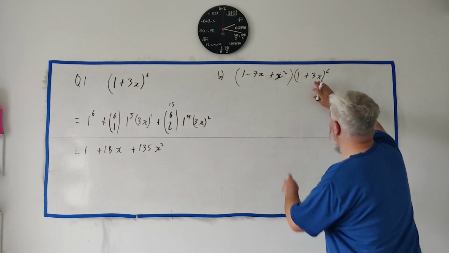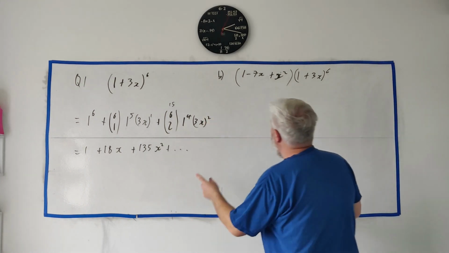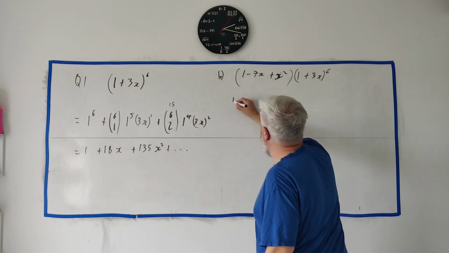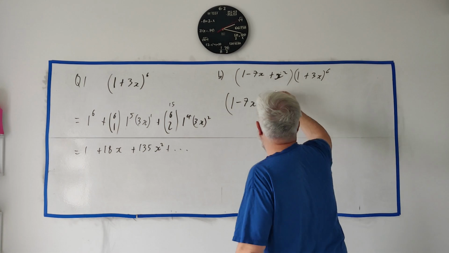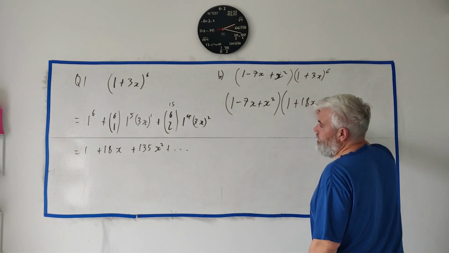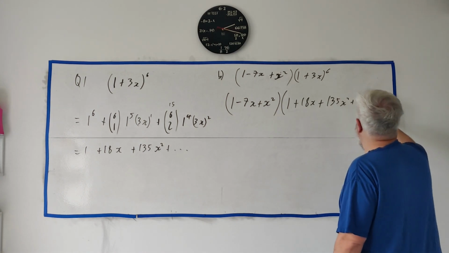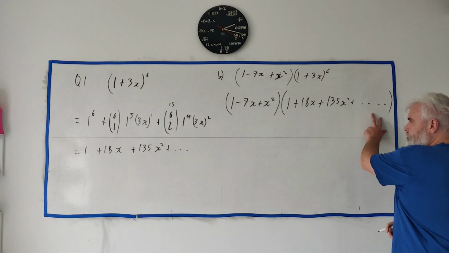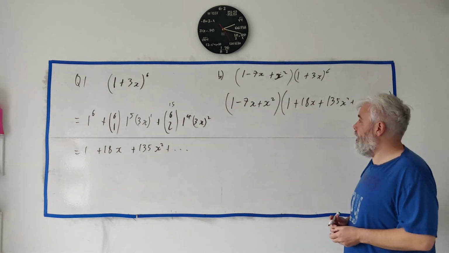So we're not going to use this here. We're going to use this new answer we got. So let's go ahead and write that down. 1 minus 7x plus x squared multiplied, instead of this, by 1 plus 18x plus 135x squared. And this goes on and on. We don't care about it for reasons that should become obvious here.